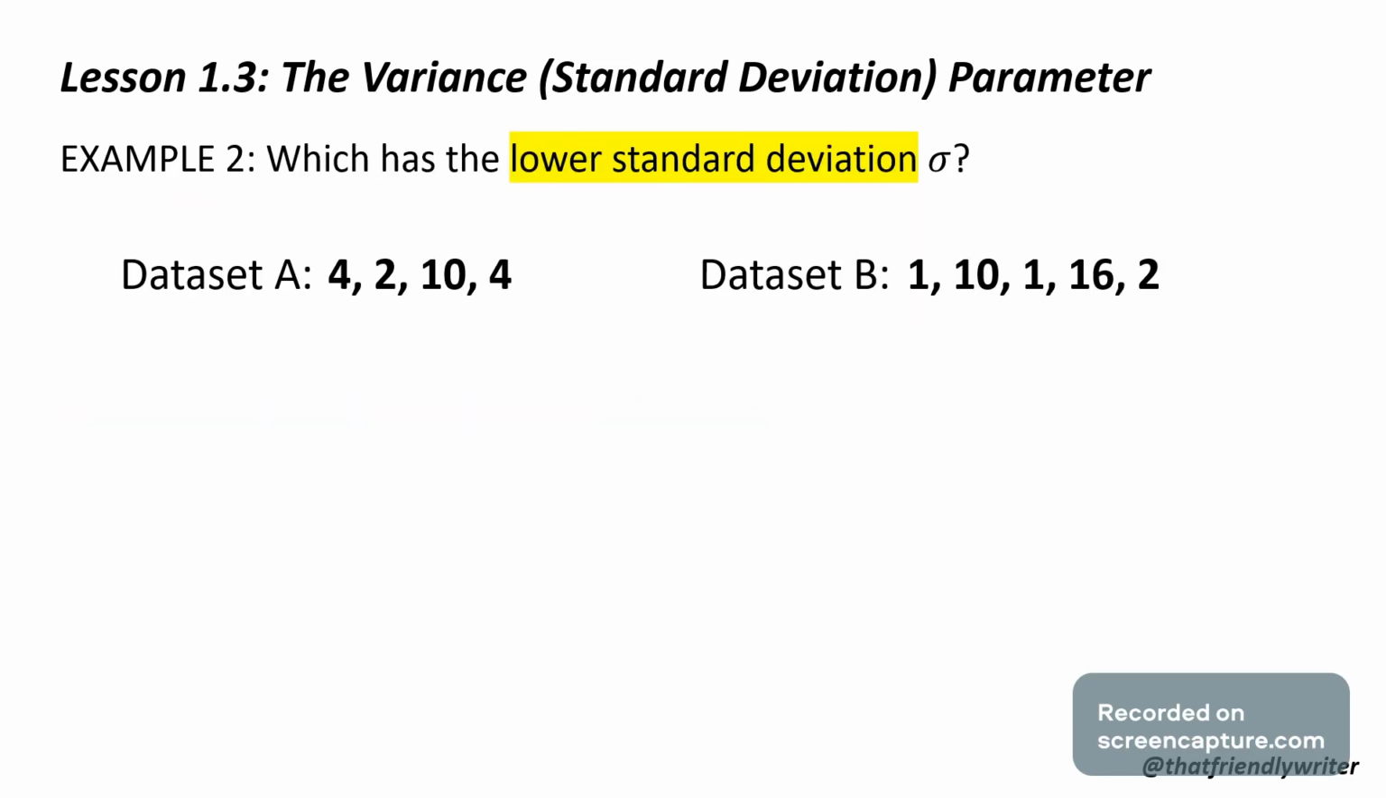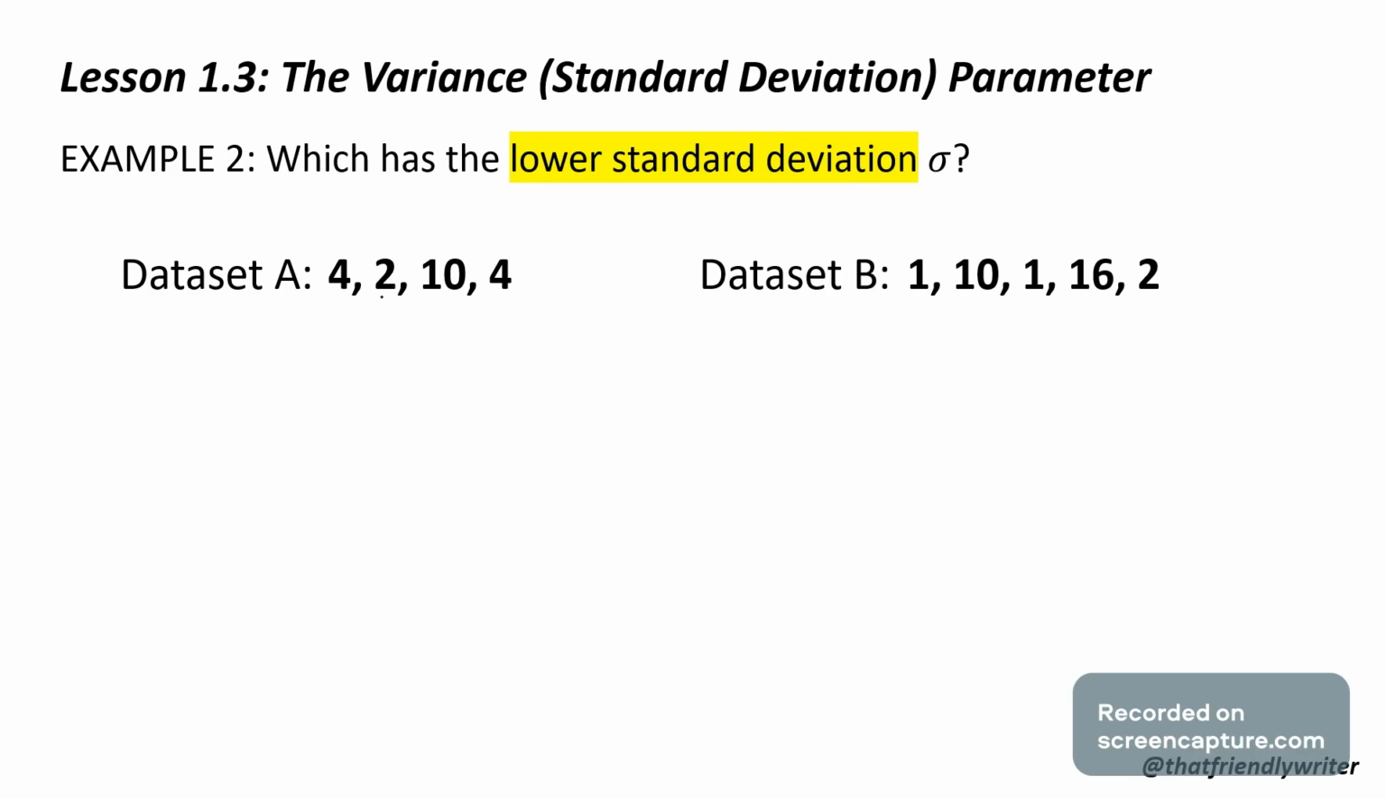Here's another example, which has the lower standard deviation sigma. Dataset A: 4, 2, 10, and 4. Dataset B: 1, 10, 1, 16, and 2. Sometimes, there's no need to calculate the standard deviation at all. We just need to feel the numbers. Which do you think between the two datasets is more compressed or closer with one another?